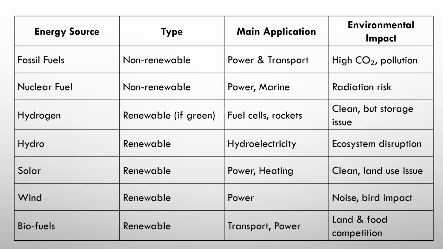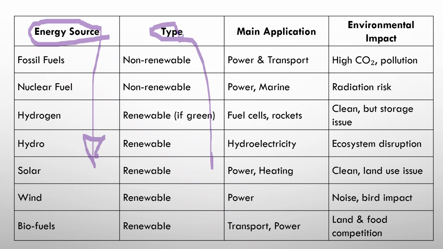So in conclusion, we can say that there are different sources of energy available here at the bottom, whether renewable or non-renewable, which is also mentioned here. What the major applications are is also shown, and what its environmental effect is is shown in the last column. Like if we talk about fossil fuel, that is a non-renewable source of energy used majorly in power and transport systems, but the environmental effect is high CO2 emission and it causes pollution.